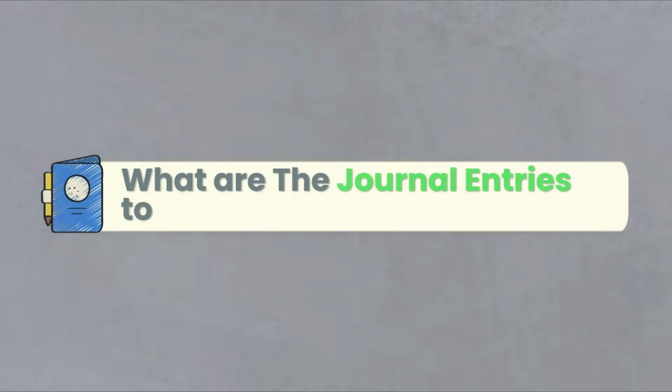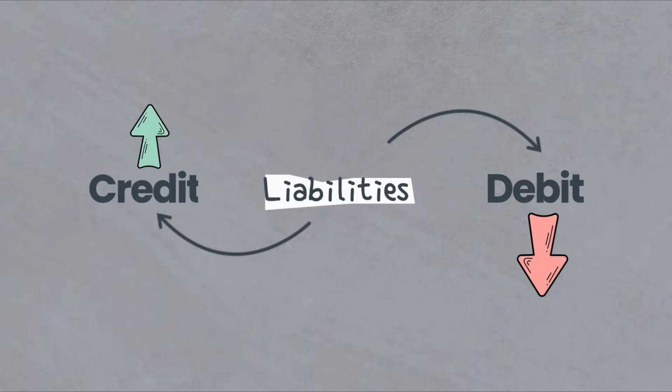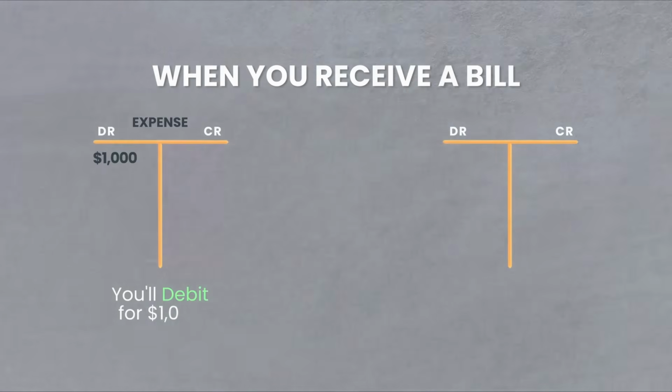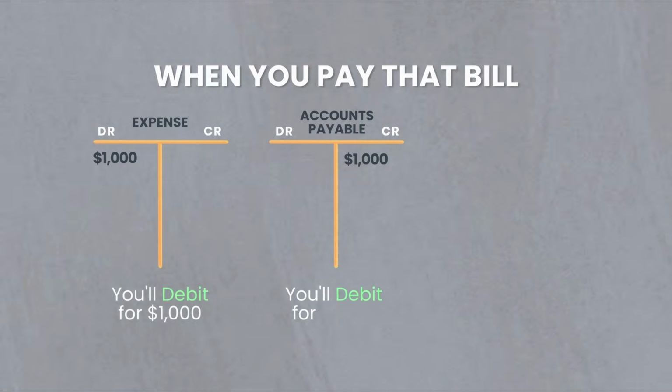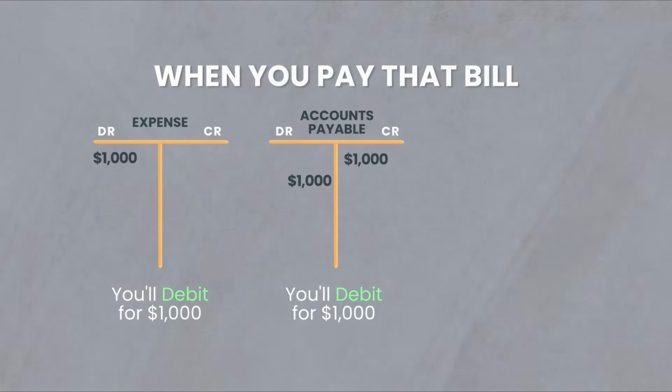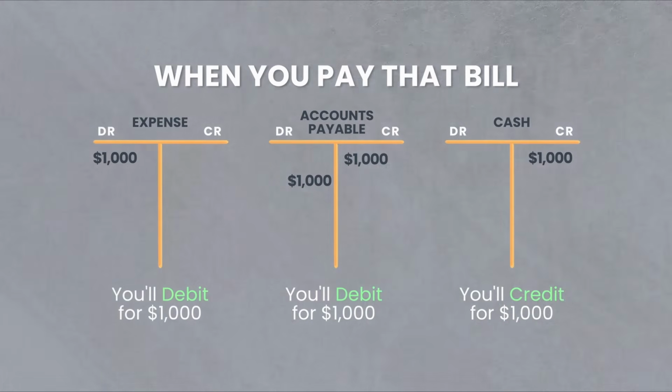Now, when it comes to journal entries, well, those are easy too. Because your accounts payable is a liability, it goes up with a credit and down with a debit. So when you receive a bill, you'll debit the expense and you'll credit accounts payable. When you then pay that bill, well, you'll debit your accounts payable to reduce your balance, and then you'll credit your cash to showcase the payment.